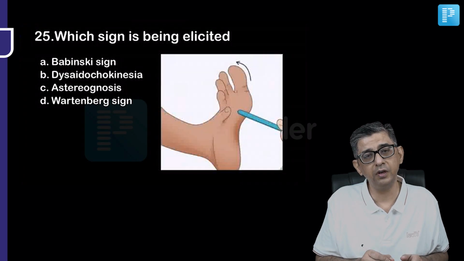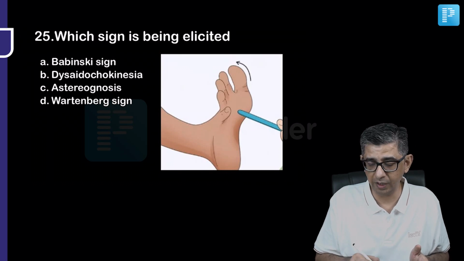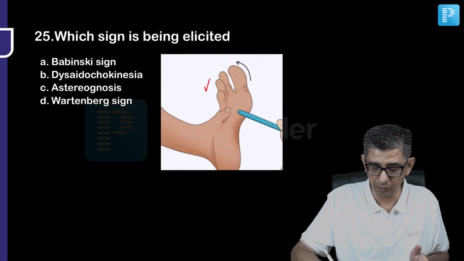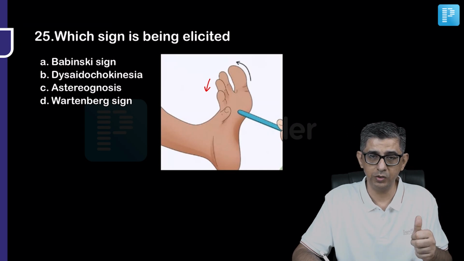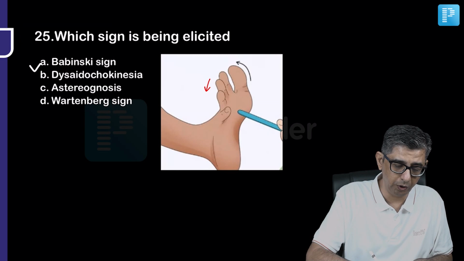And in the evening session, he gave the classical dorsiflexion of the great toe and fanning of the smaller toes. You can see the smaller toes spreading out, fanning of the smaller toes, and dorsiflexion of the big toe. That is Babinski sign, which is a feature of upper motor neuron lesion.